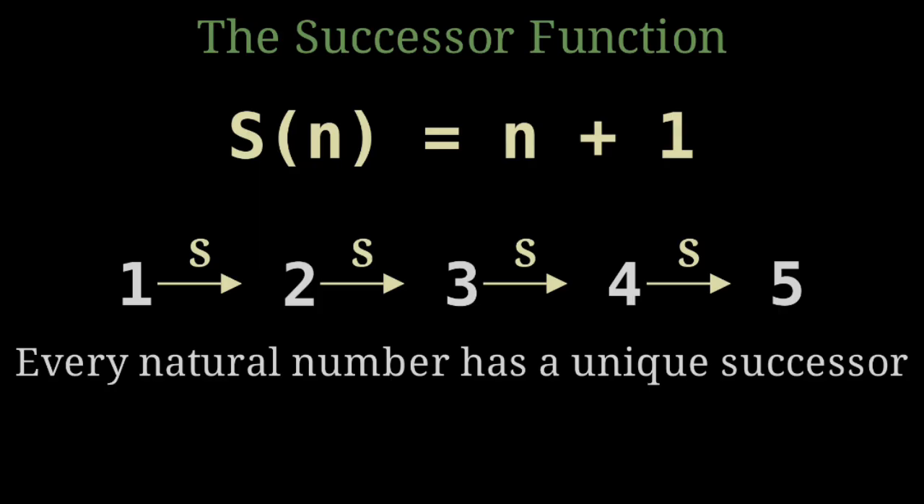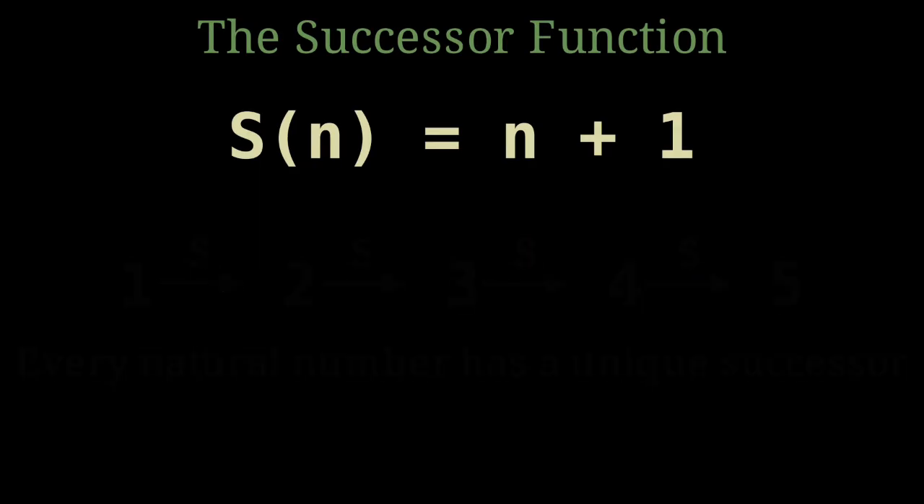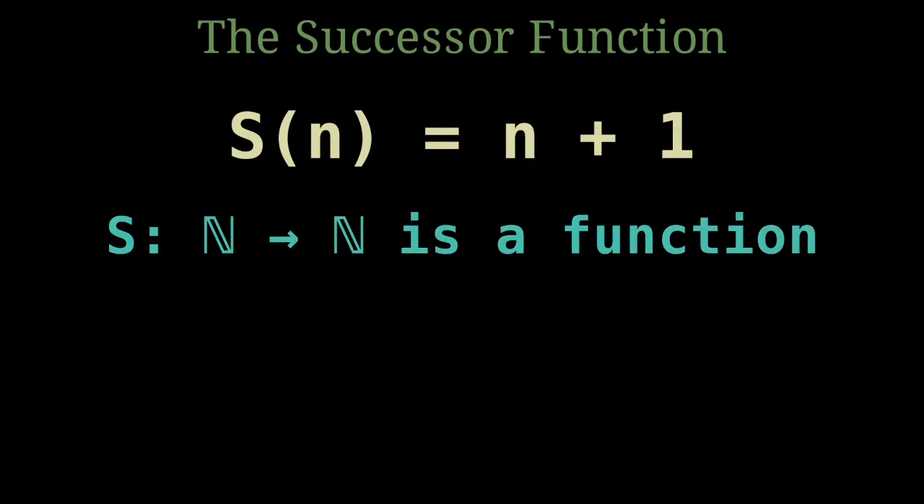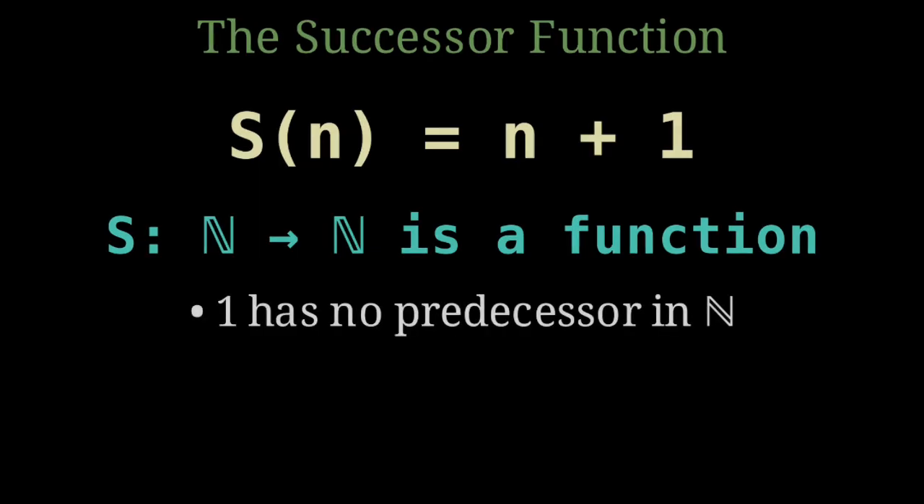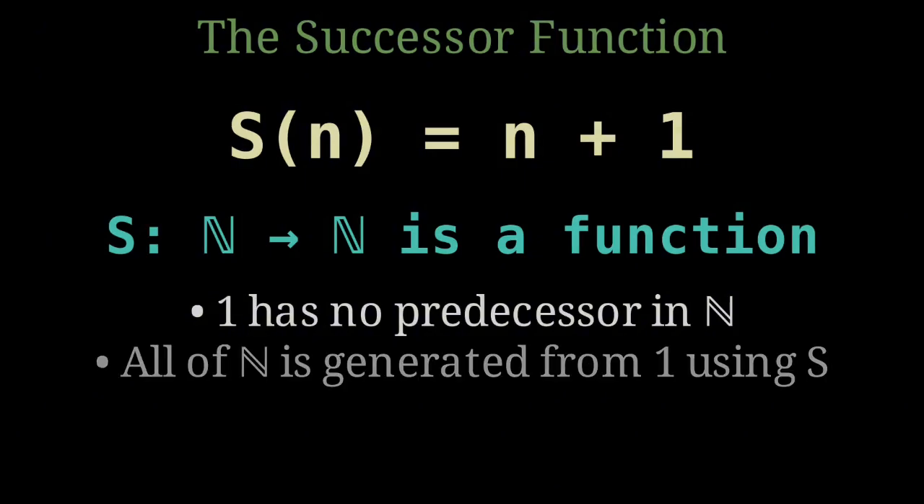The successor function has an important property. Every natural number has exactly one successor. Formally, s is a function from N to N. This simple function gives us 3 fundamental properties of natural numbers. First, 1 has no predecessor in N. It's the starting point.